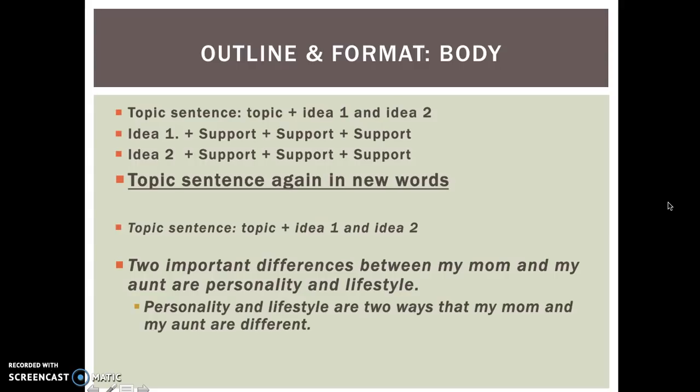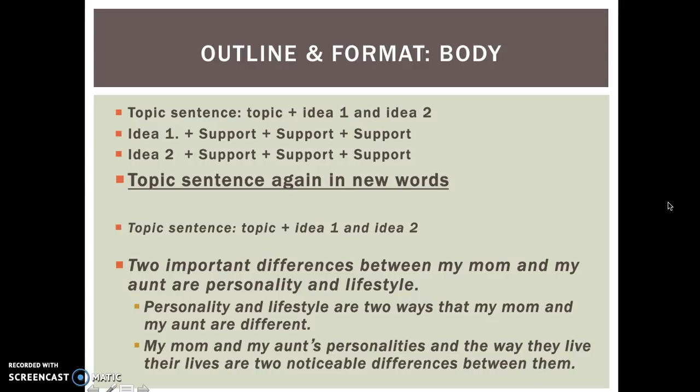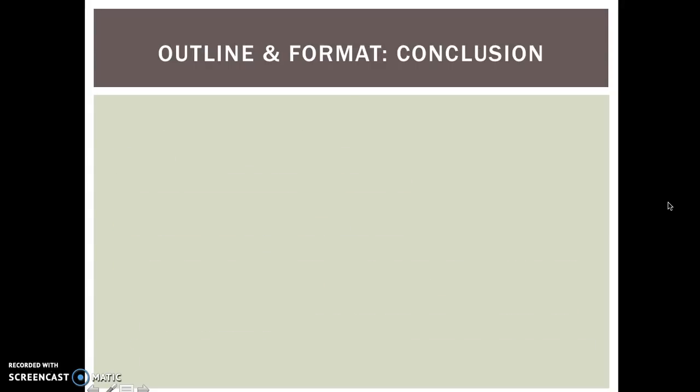One way that I could do this is I could say, personality and lifestyle are two ways that my mom and my aunt are different. Another way I could say it is, my mom and my aunt's personalities and the way they live their lives are two noticeable differences between them. Both of those would be great conclusion sentences from my body paragraph.